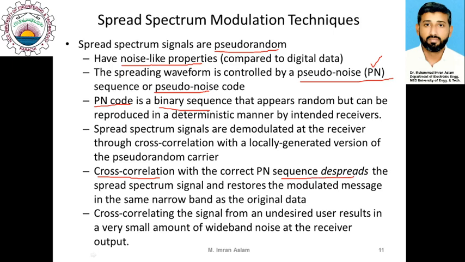actually de-spreads the sequence when you cross correlate with the correct pseudo noise sequence. In that case, the signal is de-spread, and we restore the original modulated message in the same narrow band as the original data, and all the undesired users result in a small amount of cross correlation. Eventually these signals appear like a wideband noise to the receiver output.